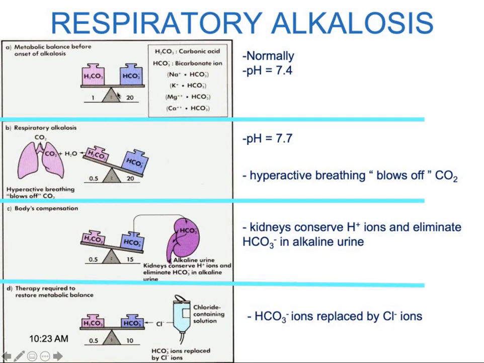So what happens in respiratory alkalosis? The normal 1:20 balance again shifts towards the right side. The pH is 7.7. There is hyperactive breathing, which tries to, quote unquote, blow off CO2. What would be the response of the body? The kidneys will try to conserve hydrogen ions and eliminate bicarbonate ions in the form of alkaline urine. What is the therapy or management in this particular case? We will provide chloride solutions so that the bicarbonate ions are replaced by chloride ions.